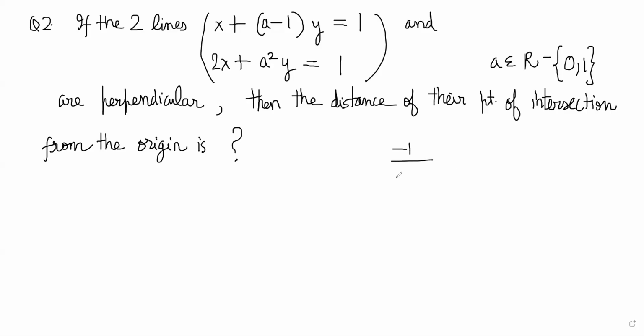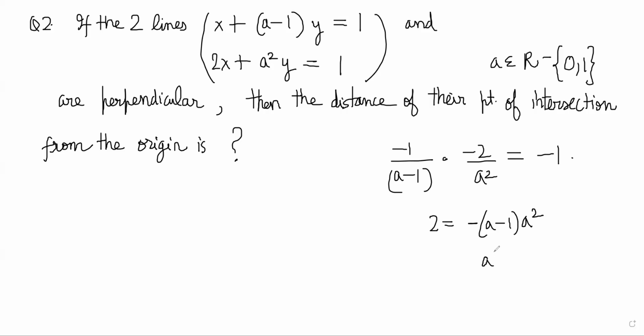So basically they have said that these two lines are perpendicular. Slope of the first line is -1 by (a minus 1). Slope of the second line is -2 by a square. And the product is equal to -1 because they are perpendicular. So we get basically that 2 is equal to minus of (a minus 1) into a square. And you are getting basically (1 minus a) into a square. So a square minus a cube is equal to 2. You're getting an equation a cube minus a square plus 2 is 0, right?